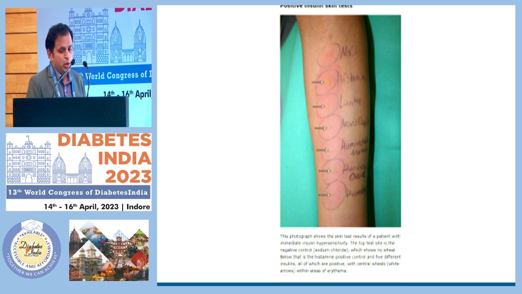This is one example of a patient where a skin test was done. First one is normal saline at the top, and there's hardly any reaction. Second is the control of histamine injection. You can see that this patient, given Lantus and other types of insulin, is hypersensitive to almost all other insulins.